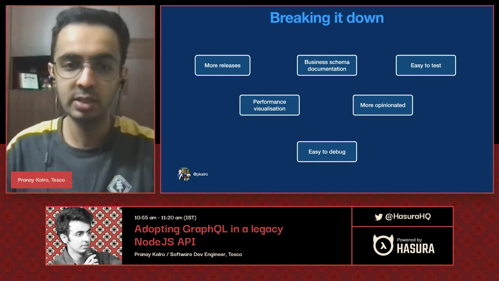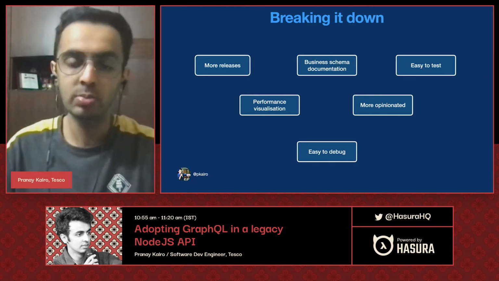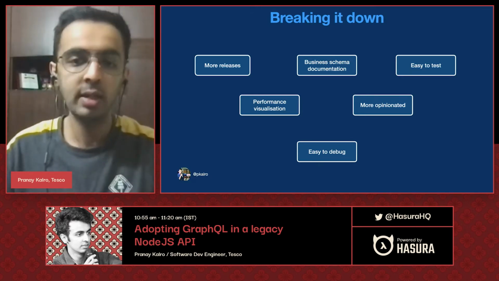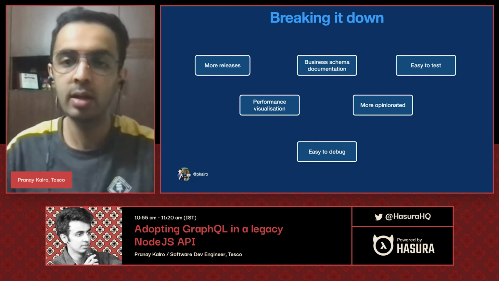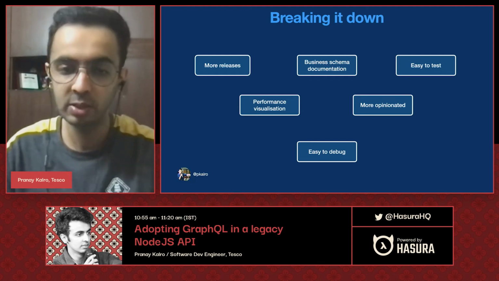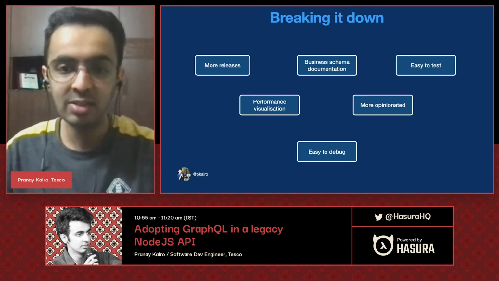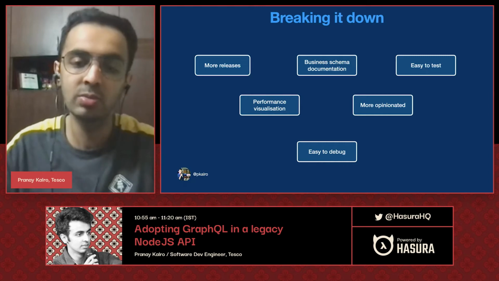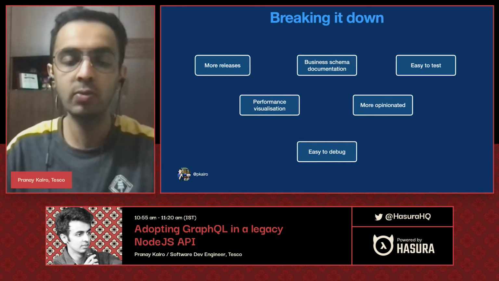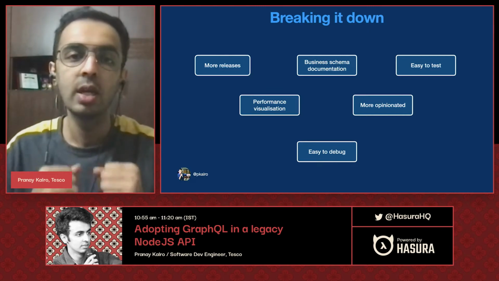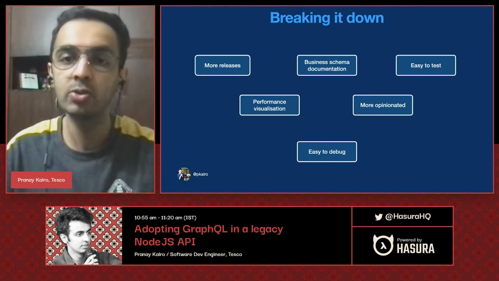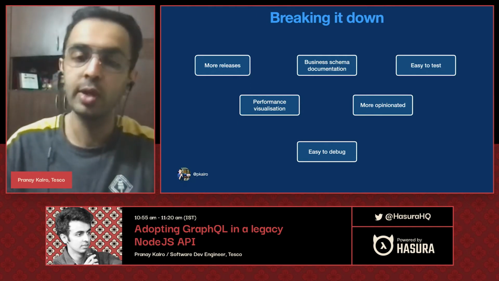Performance visualization was also important for us because, as an engineering team, and also to give the confidence to business that the migration has not impacted our current APIs in any way. Opinionated, I've spoken about that a bit. I'll cover that more in the subsequent slides. And definitely easy to debug. From a legacy Node.js API standpoint, this was the biggest challenge for us. So we wanted a toolkit or an ecosystem which was easy to debug, and when we get production issues, we didn't have to spend a lot of time to figure out what was going wrong.